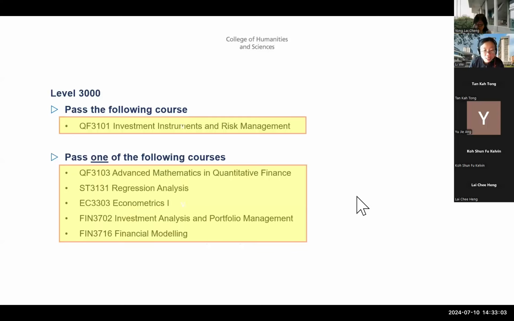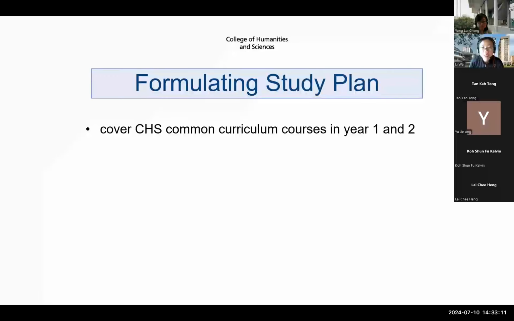Oops, I have reached the time. So let me add on some more things. I will speed up. Based on this information, you should be able to formulate your study plan. Remember that if you take the QF major, or second major, only the QF major, then you belong to CHS.